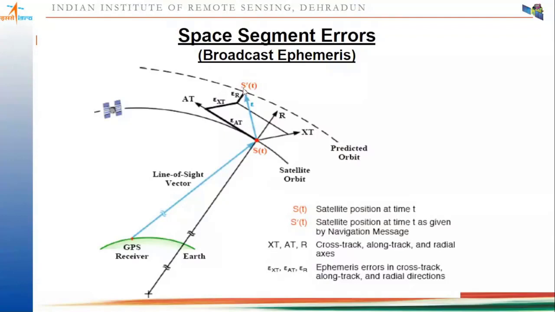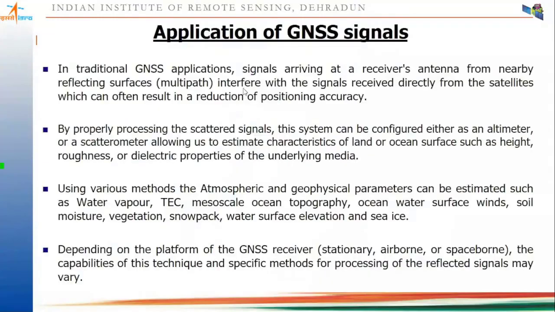So we need to take care of all these parameters while we are estimating the position. On the other side, these are basically the errors, like troposphere and ionosphere, which we need to remove or take care of at the time of positioning.